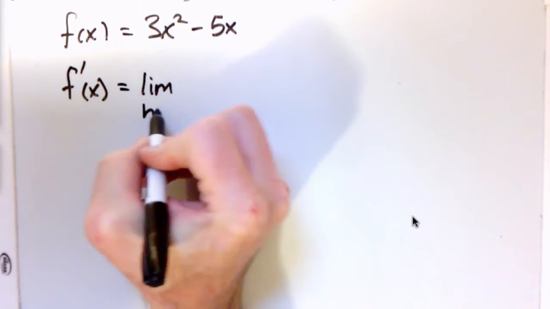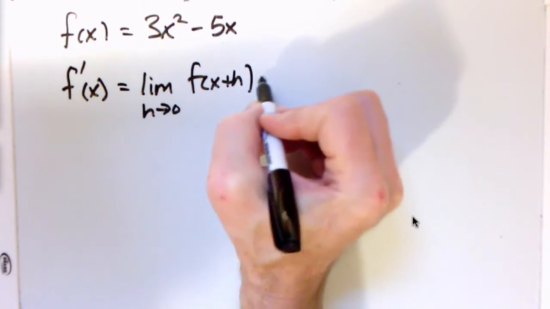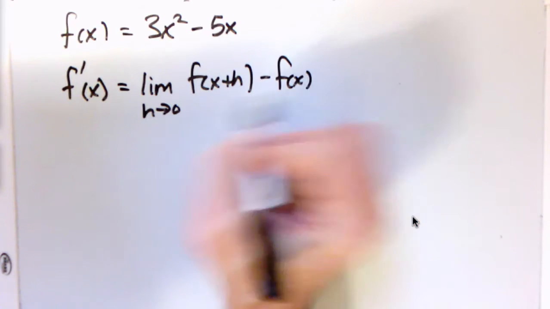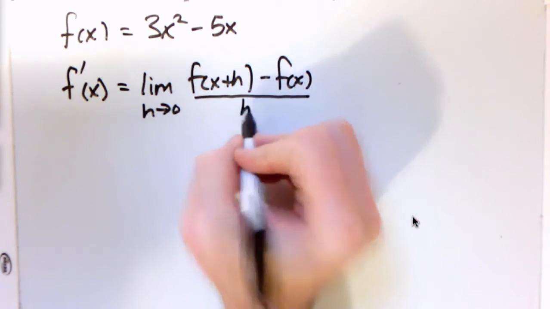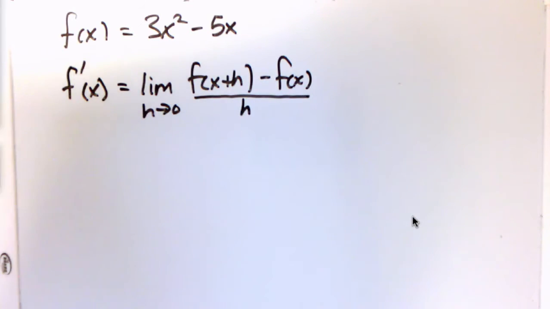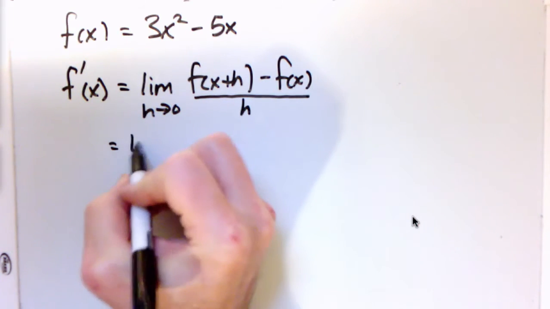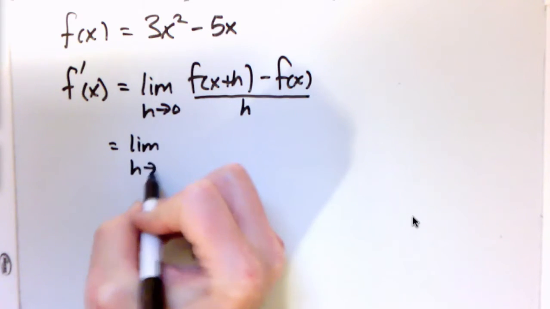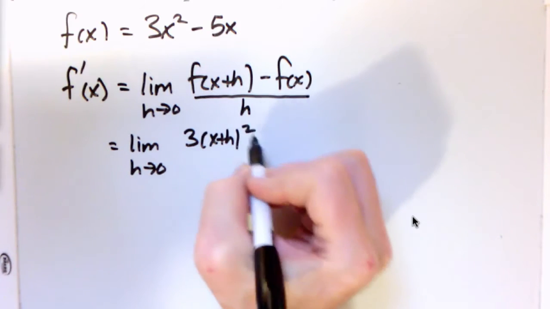We write in our definition. And at this point, I'm not specifying a particular number for x, or if you'd rather, for a. I'm just going to work out what the formula is going to be that defines this new function called the derivative. First, I set up my difference quotient. I evaluate my function at x plus h.